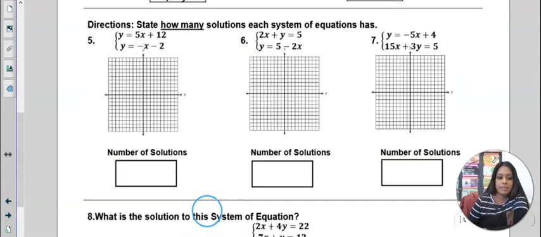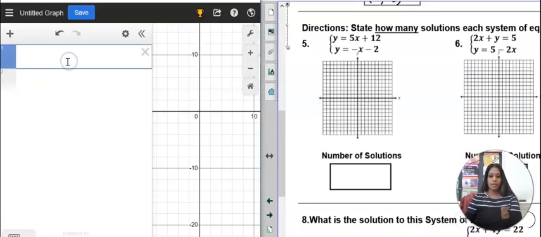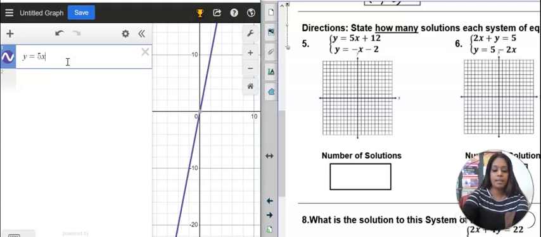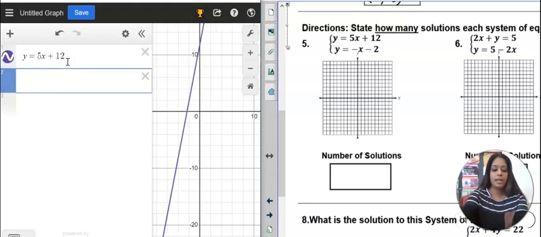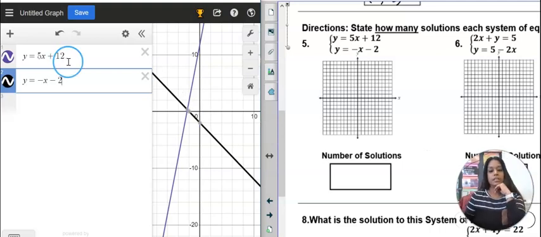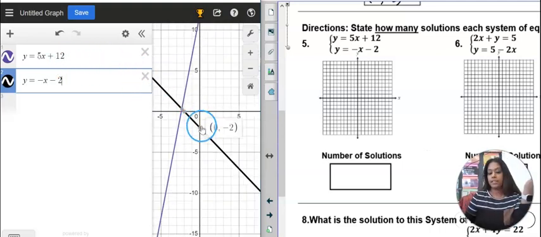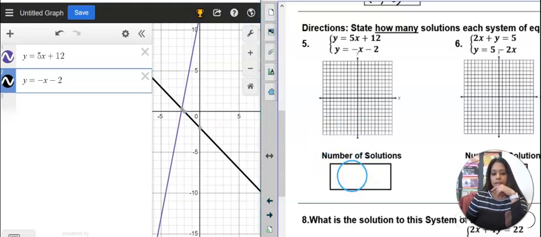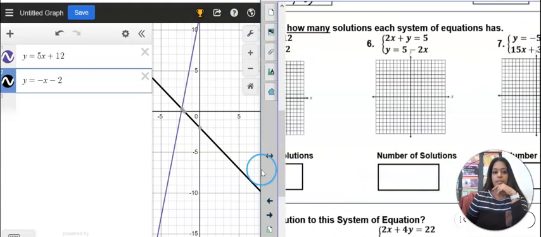Let me bring up Desmos real quick. I'm just going to graph it exactly the way it is. 5x plus 12 and y equals -x minus 2. And, well, there's just one solution. The number of solutions here is 1.